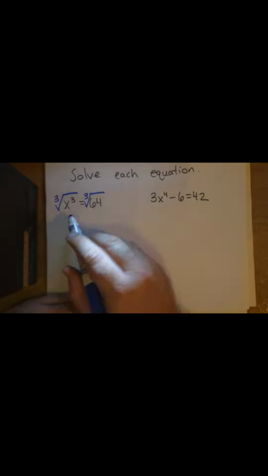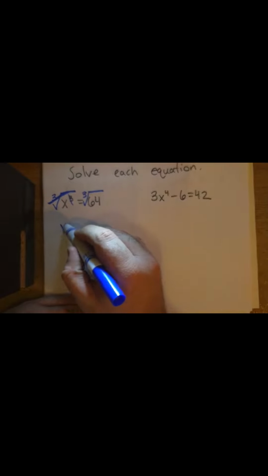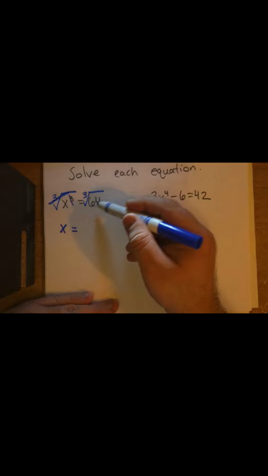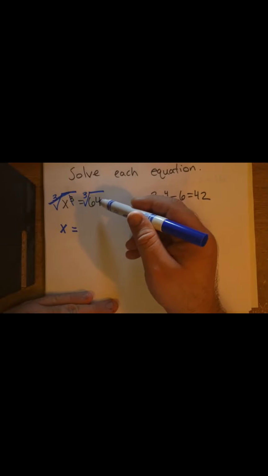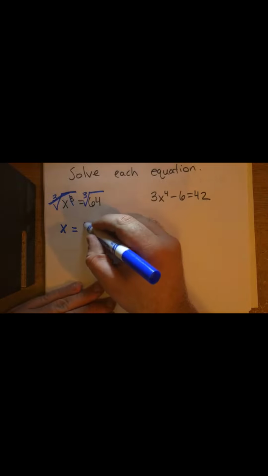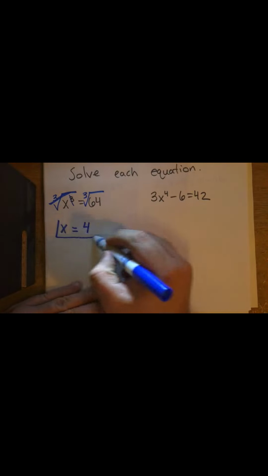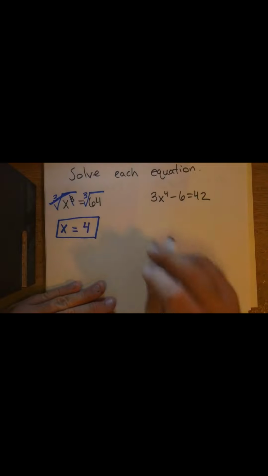What happens on the left side is the power 3 and the cube root undo each other, leaving you with just x equals the cube root of 64. 64 is actually a perfect cube. So when we take the cube root of 64, you're really asking what times what times what is 64, and that happens to be 4. You can also plug the cube root of 64 into your calculator, and you would get 4.